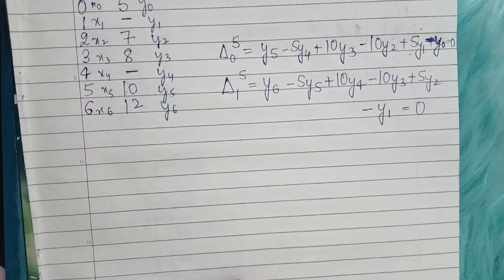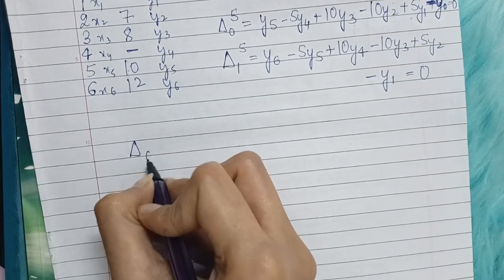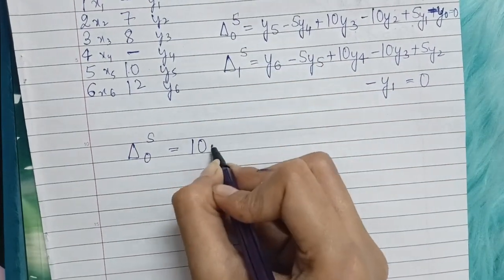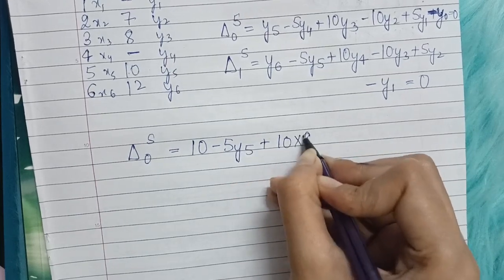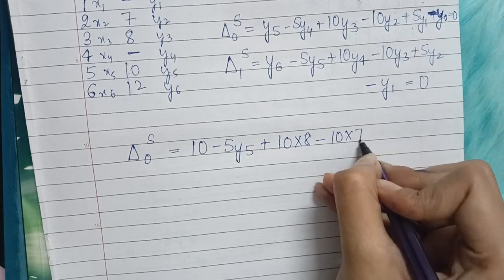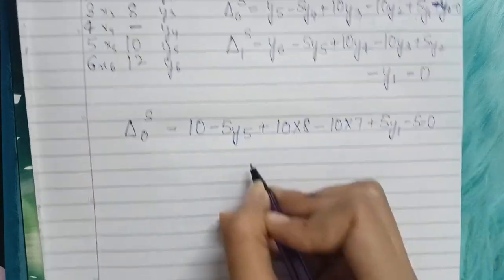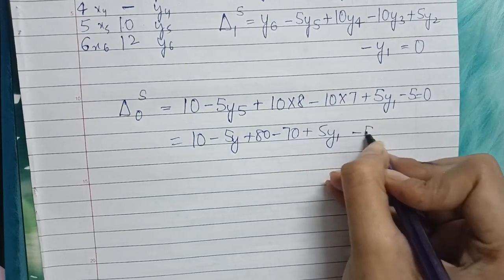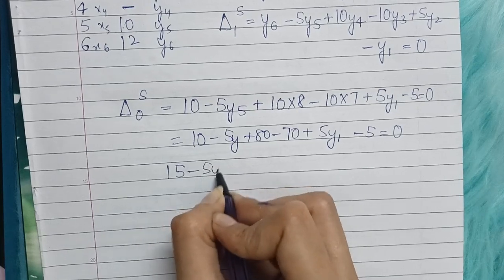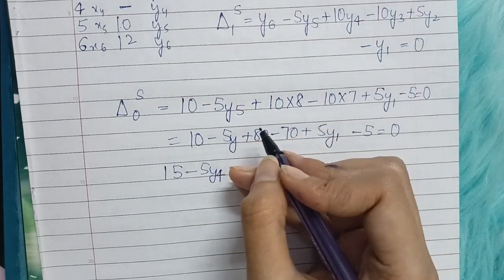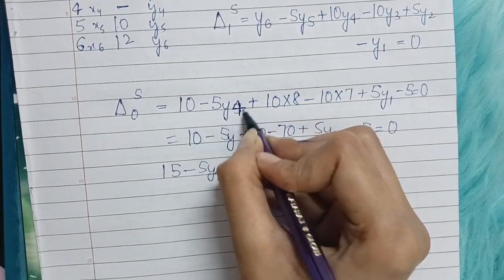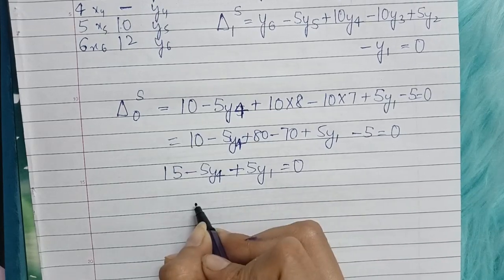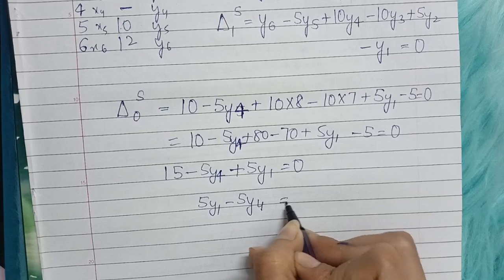So let me start by putting the values. In the first part I am putting the values 0 to 5. The value of y5 is 10. So 10 minus 5y4 plus 10 into 8 minus 10 into 7 plus 5y1 minus 5 equals to 0. Coming to the next part, 10 minus 5y4 plus 80 minus 70 plus 5y1 minus 5 equals to 0. 15 minus 5y4, sorry, this is my y4. I wrongly wrote. So 5y4 plus 5y1 equals to 0. So my answer is 5y1 minus 5y4 equals to minus 15.